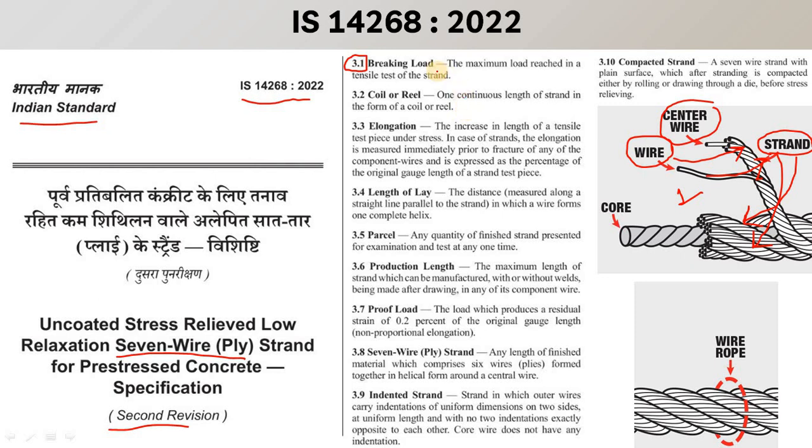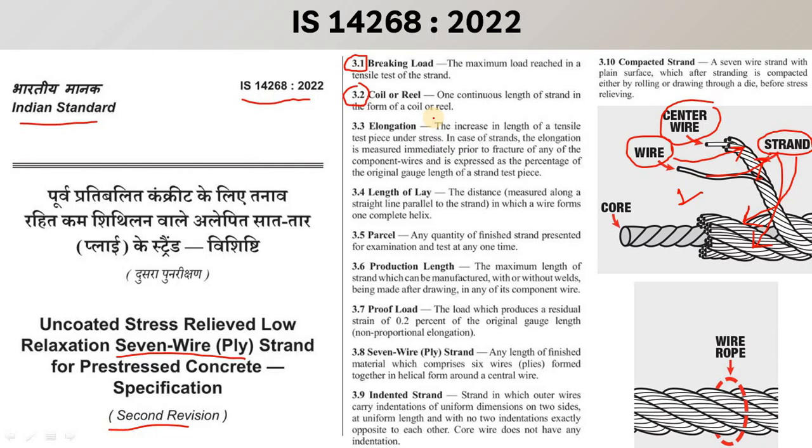All these terminologies will be important, and they will be used in the calculation of the pre-stressing force and its elongation. So, second terminology, we have coil and reel. Coil and reel means one continuous length of the strand in the form of a coil or reel.